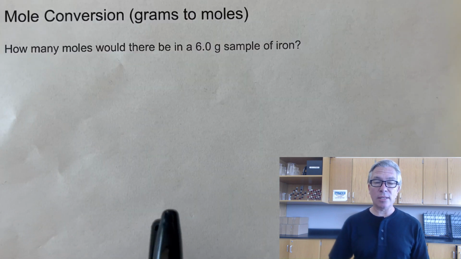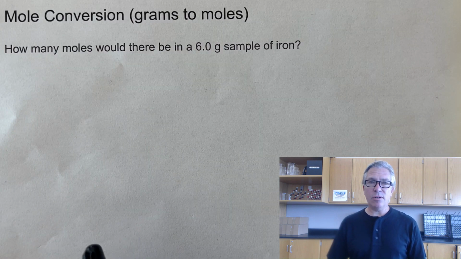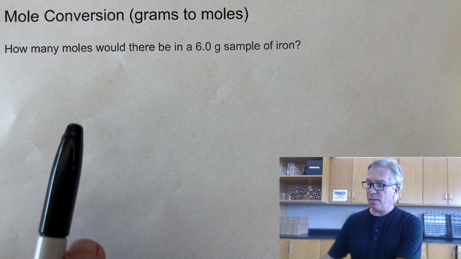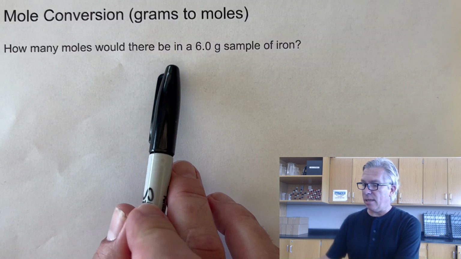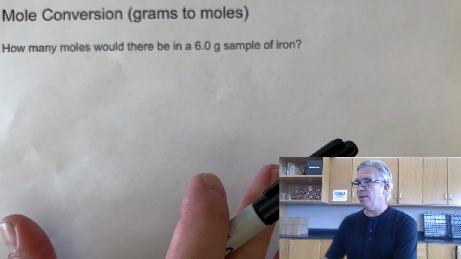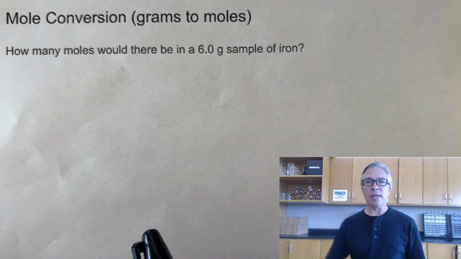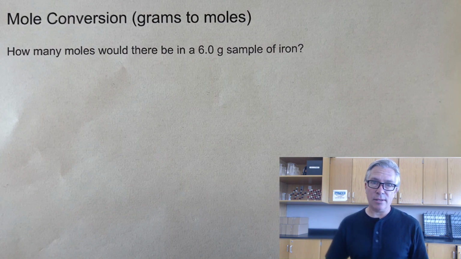These are typically one-step problems. And the unit of mole is kind of a weird sounding unit. It's tough to get used to maybe at first, but the more you do, the more you get used to it. So my question here is, how many moles would there be in a 6-gram sample of iron? So imagine for a moment I had 6 grams of iron sitting here in front of me, and I want to know how many moles that is.